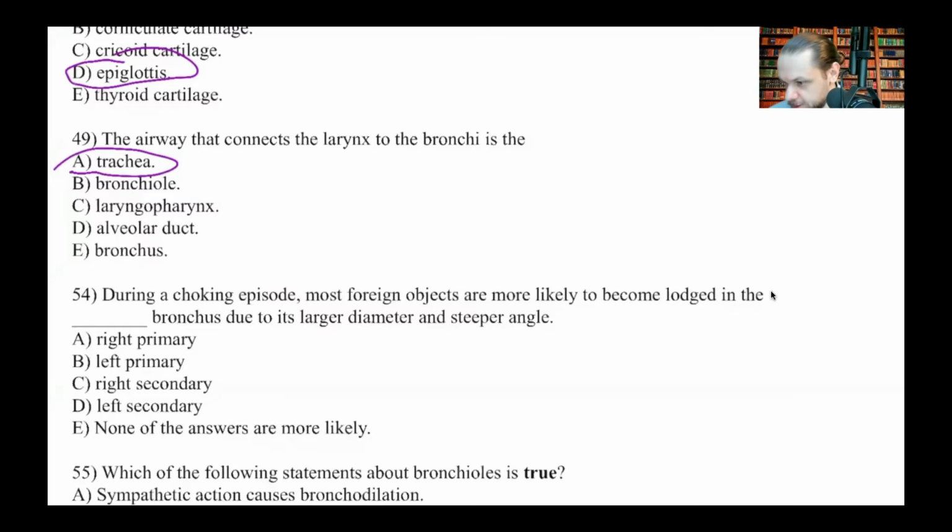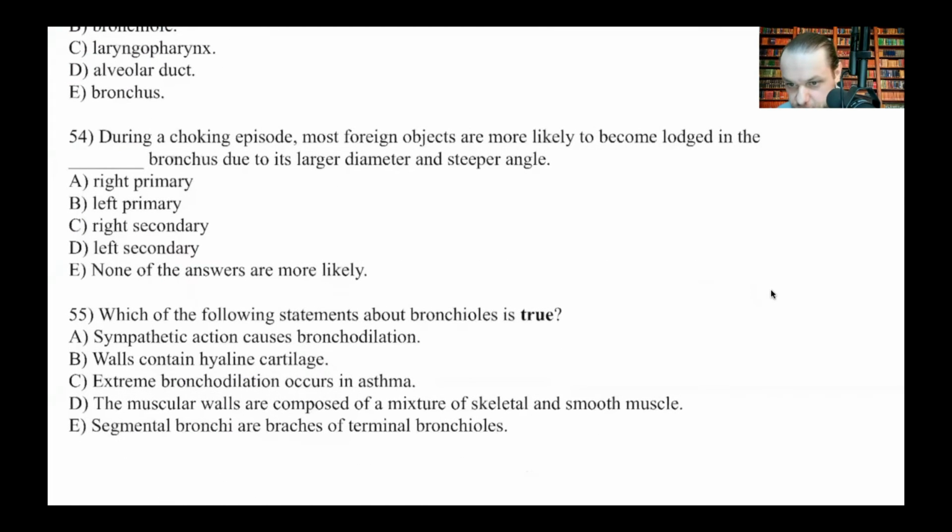So good. 54. Let's do Adam. Adam, for number 54. All right, 54. You can hear me? Yes, I can. During a choking episode, most foreign objects are more likely to become lodged in the right primary bronchus due to its larger diameter and steeper angle. So right primary is correct.